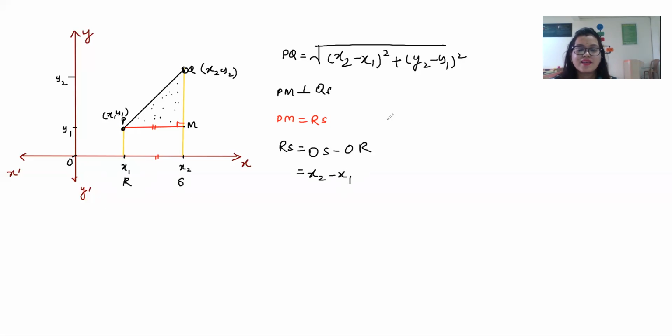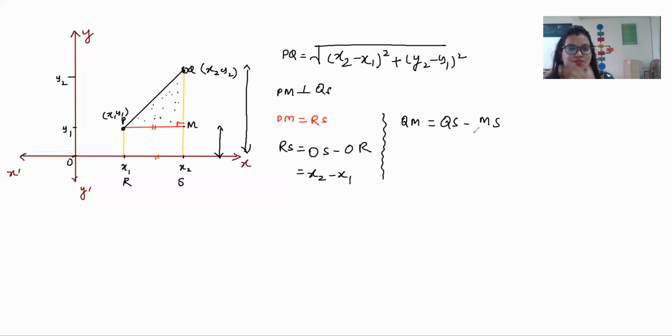Okay. Similarly, if I want to find out the value of QM, you can see that from the value from S to Q, if I subtract the value from S to M, you will get this QM, right? So what I'm doing, I'm writing it as QS minus MS. The value of QS, you can see, is nothing but y2. This whole value is y2, you can see it from the left side. And here the value of SM is y1, the height of that portion, right? The height of that portion is y2 then y1. So I can write it as y2 minus y1.